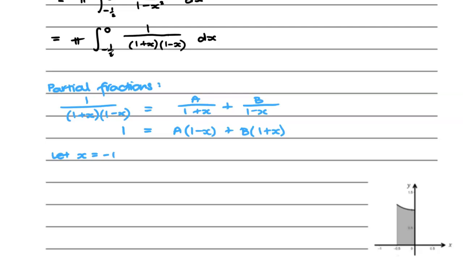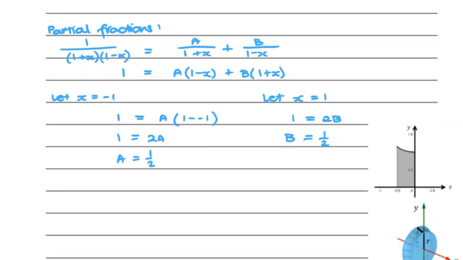In that case, the b portion of this is going to go away because we're going to have 1 minus -1, which is 0. So that just gives us 1 equals a times 1 minus -1, which will be 2. So a is a half. And if we let x equal 1, that's going to get rid of this term here because 1 minus 1 is 0. So that means we're going to have 1 equals 2b, so b is also a half.